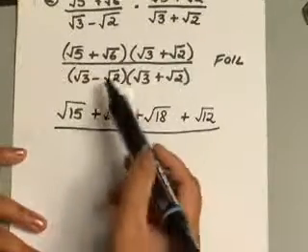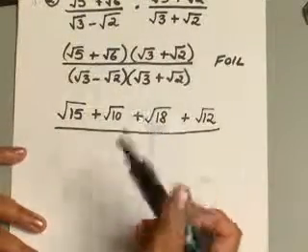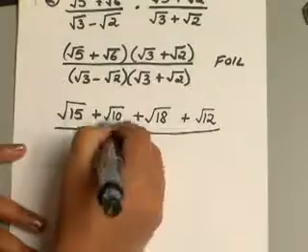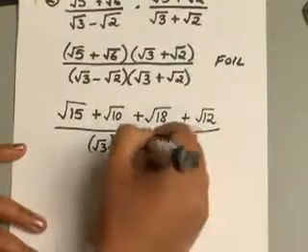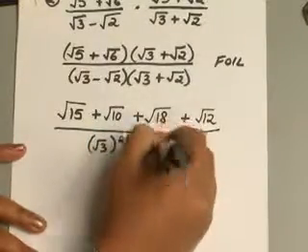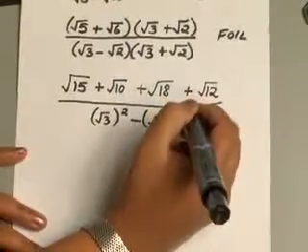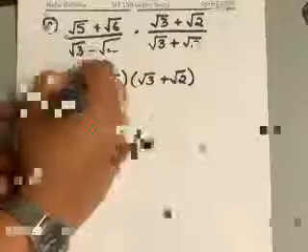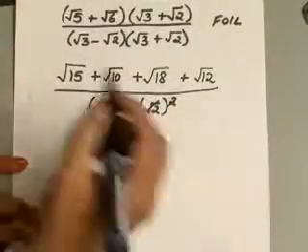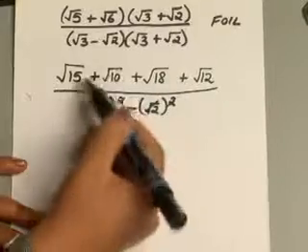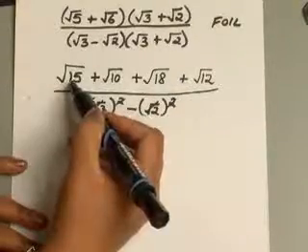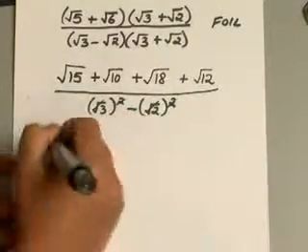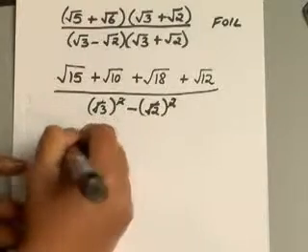Denominator, again, you're multiplying conjugates, which means you apply your difference of squares: square root of 3 squared minus square root of 2 squared. We end up with plus, so that will be square root of 15 plus square root of 10. Now try and see if you can simplify any of these radicals. 15 is 3 times 5, so you cannot break that down any further. Leave it as it is.